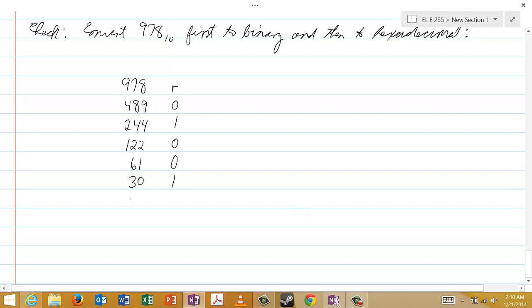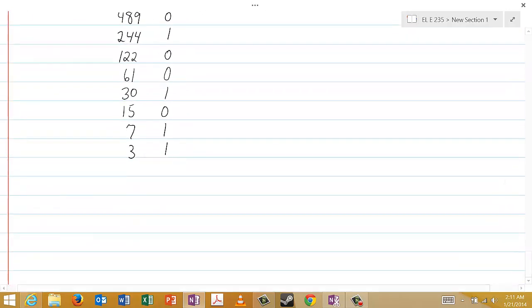30 divided by 2 will give 15, remainder of 0. 15 divided by 2 will be 7 with a remainder of 1. 7 divided by 2 will be 3 with a remainder of 1. 3 divided by 2 will be 1 with a remainder of 1. And finally, 1 divided by 2 will be 0 with a remainder of 1.